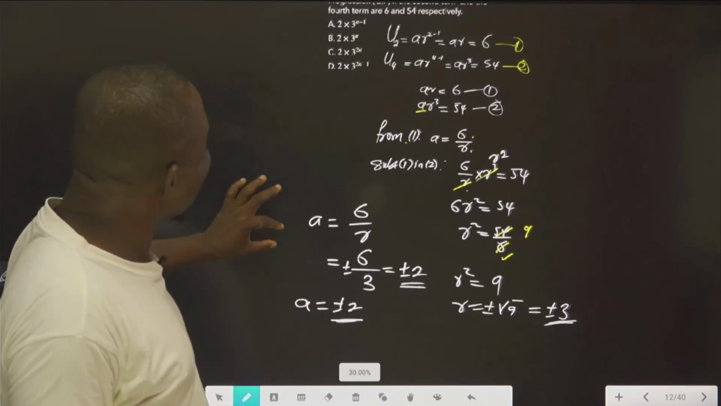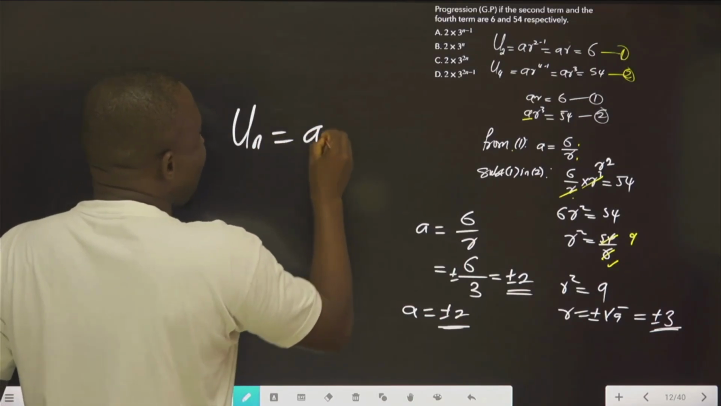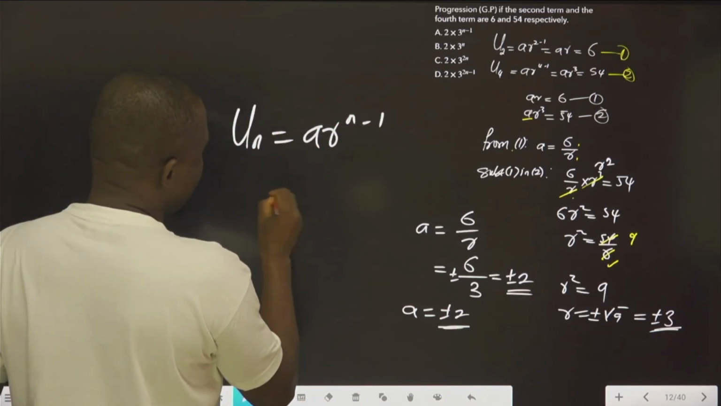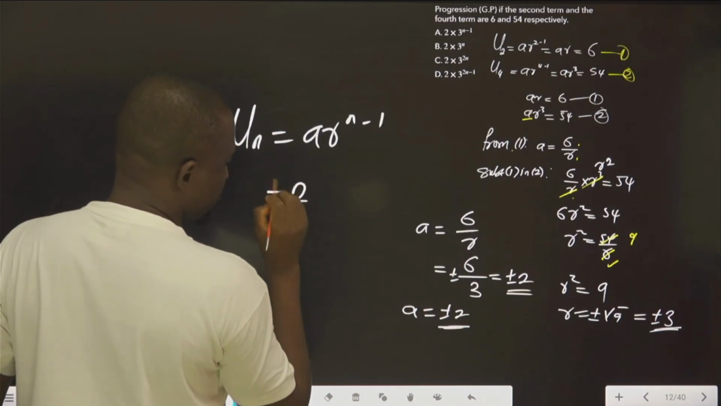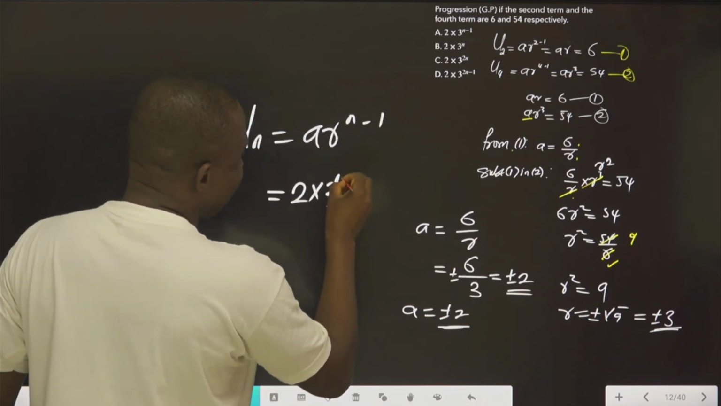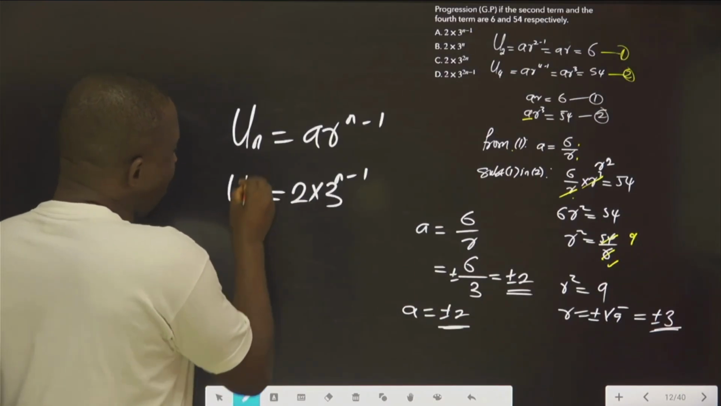Now we are asked to find the nth term. The nth term is AR to the n minus 1. We don't know n. Okay? A is what? Let's just say 2. What about R? R is 3. N minus 1. Okay? There's nothing we can do beyond this because we don't know n.